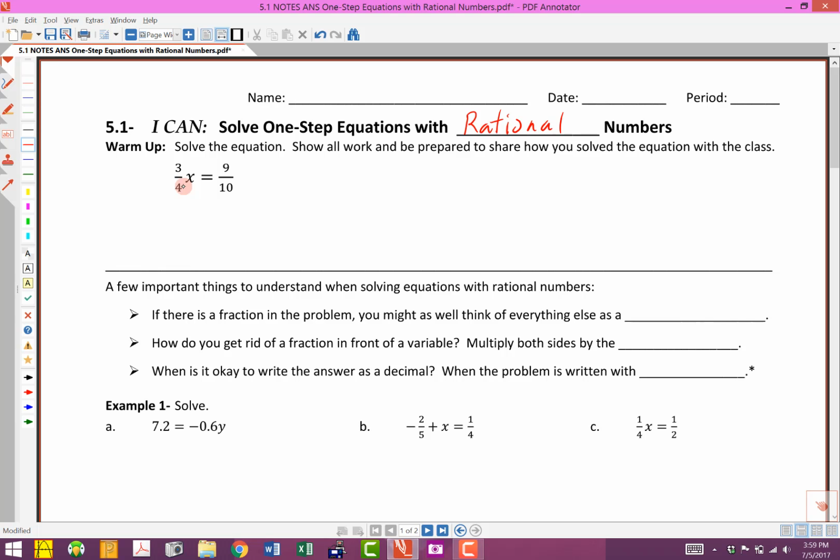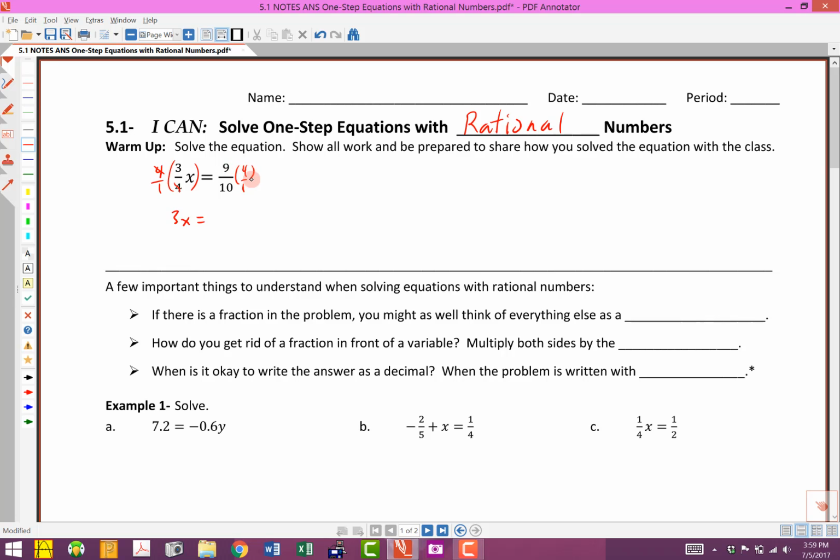So what some people would do is they'd say, okay, well, I'm going to get rid of dividing by 4. So we're going to multiply this side by 4, and we're going to multiply the other side by 4. And remember, if there's a fraction in the problem, you might as well think of everything as a fraction. So I'm going to think of it, and I'm actually going to go ahead and write it as a 4 over 1. And then we're going to go through and see what we get here. So the 4 cross cancels with the 4, so that does exactly what we wanted, undid the dividing by 4. So then we're left with a 3x.